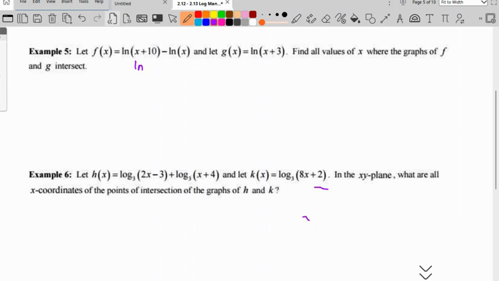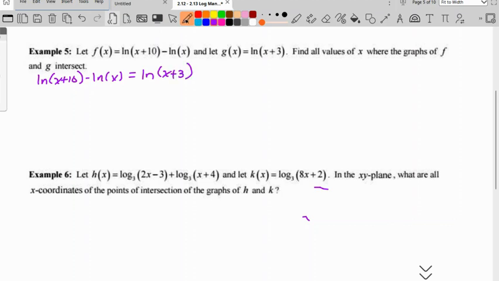I'm going to scoot over on this. You're going to want some space for this one, guys. So scoot over. Okay. So the natural log of x plus 10 minus the natural log of x equals the natural log of x plus 3. Okay, and so that doesn't look too bad.